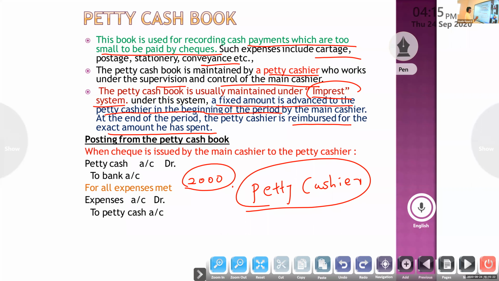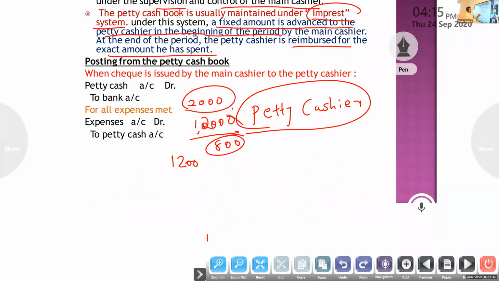Suppose in the middle of this month he spent some amount, so the balance is left. At the end of the month, the main cashier has to give him the amount spent, and then it becomes 2,000 again. That is the imprest system. A fixed amount is advanced, then at the end of the period, whatever he spent, that amount the main cashier will give to the petty cashier.